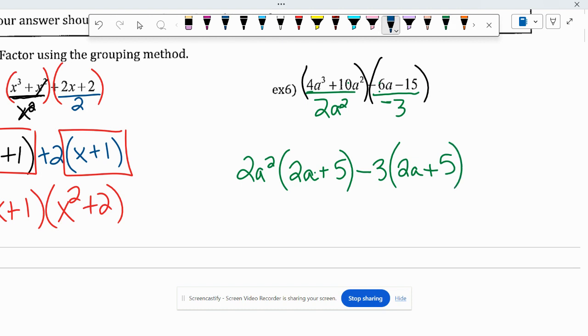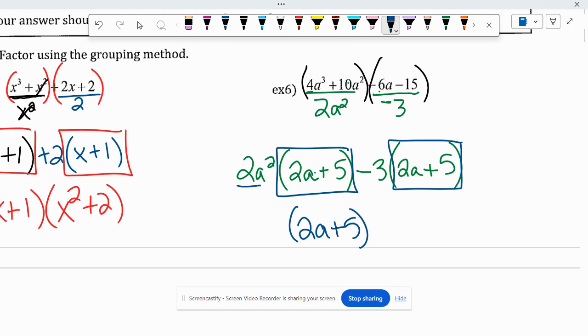Again, when we factor by grouping, we have to have a copycat, a repeated factor. That means that you essentially pulled a 2a plus 5 out of everything. You factored a 2a plus 5 out of everything. And what you have left is the parenthesis 2a squared minus 3.